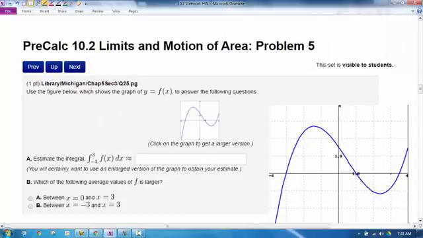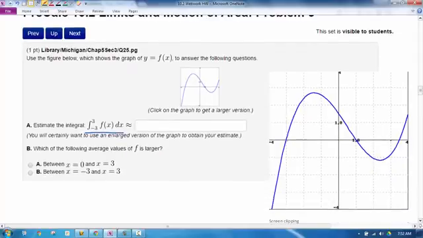Okay, the next problem says to estimate this integral right here from -3 to 3. So we're looking for the area underneath the curve from -3 to 3. So we'll just kind of count these up. There's 1, 2, I don't know, this would be 3, these two together, maybe 4 here, say 5 and 6, and about 7 maybe. Ish, and then subtract the area underneath this, which maybe 2. So I get about 5 if you subtract 2 from 7, and that worked.